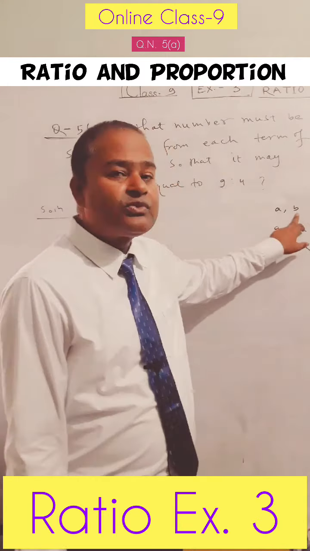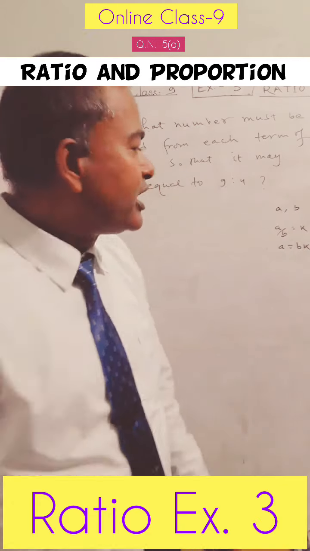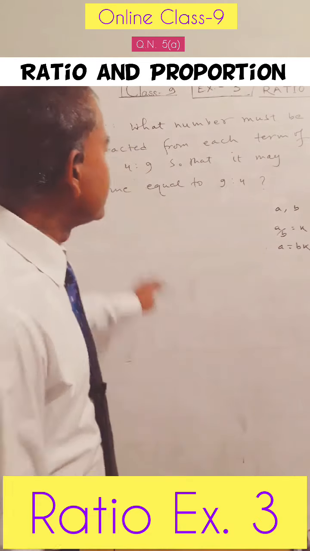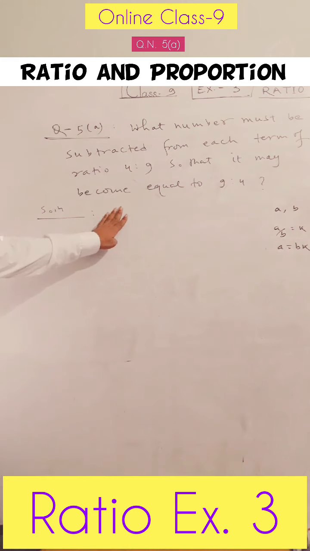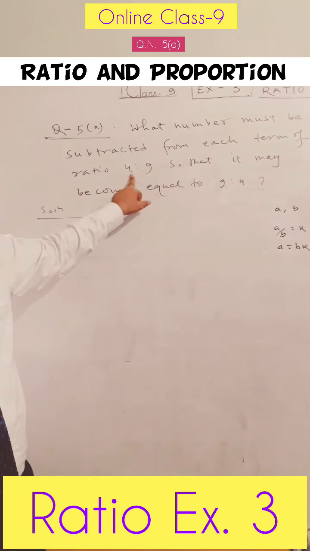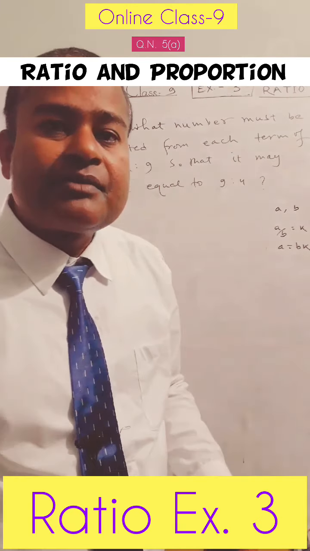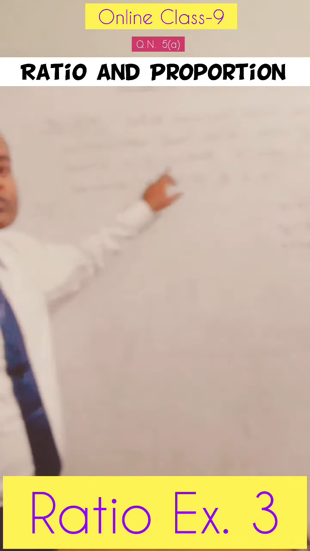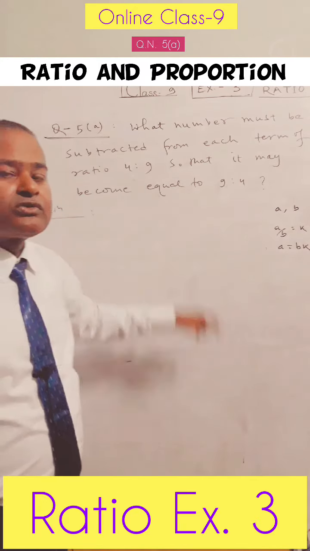So a comparison between any two quantities in the form of A by B, where B is not equal to 0, is called ratio. Now according to this question, we are given the first ratio 4:9. So let's go to question 5a. What number must be subtracted from each term of the ratio 4:9 so that it may become equal to 9:4?